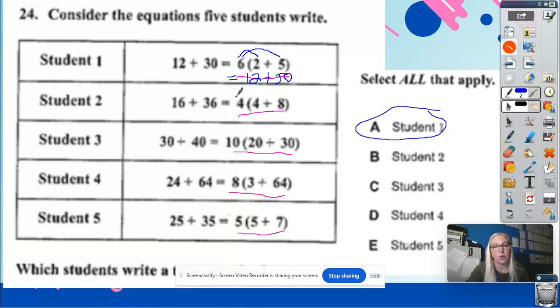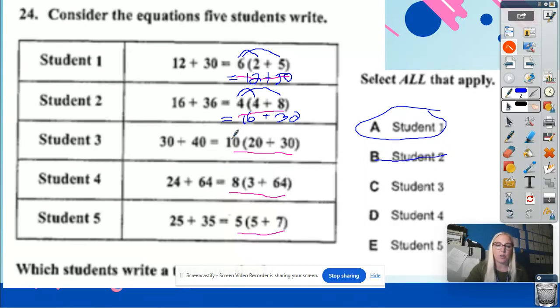All right, let's look at 2. We have 4 times 4 is 16. That looks good so far. Plus 4 times 8 is correct, 32. So let's see if our statement rings true again. 16 plus 36 equals 16 plus 32. Nope, not the same on both sides.